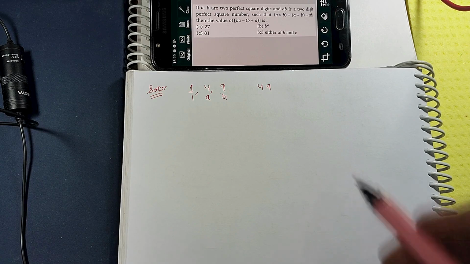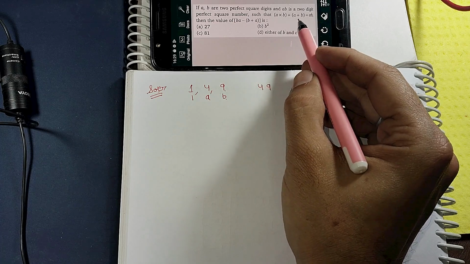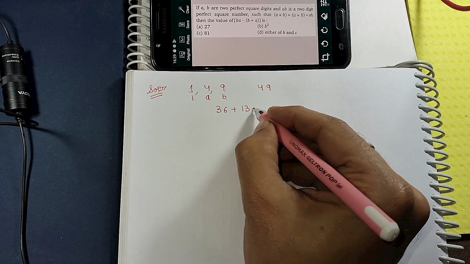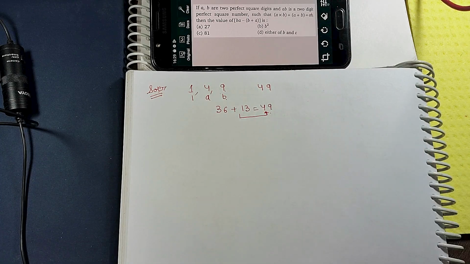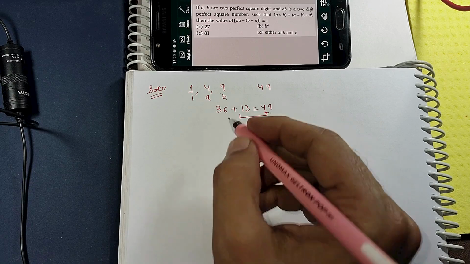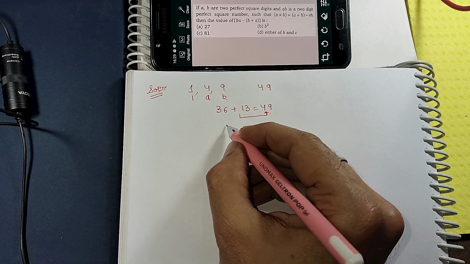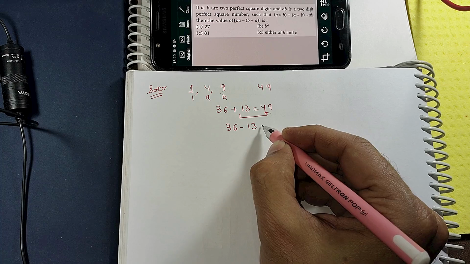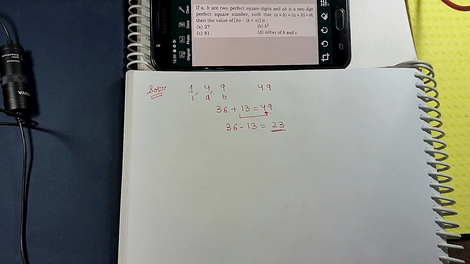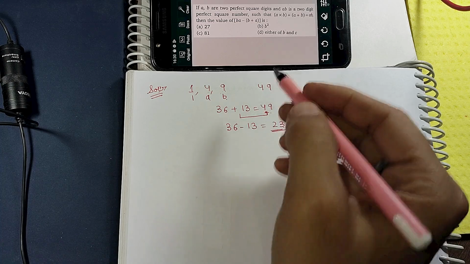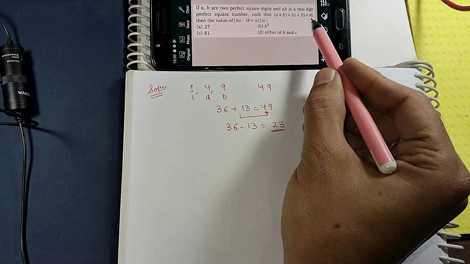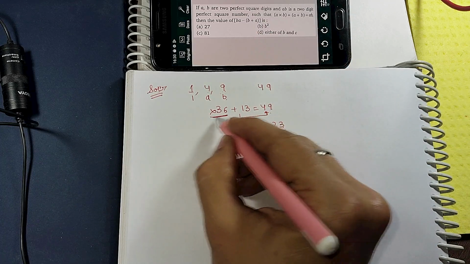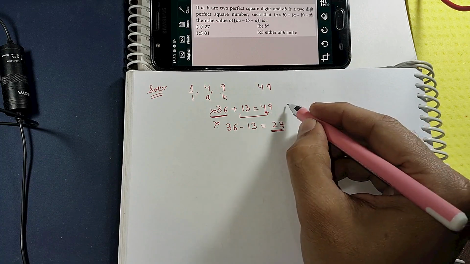Now such that A into B plus A plus B. Now A into B is 36 plus 13. So this is equal to 49, right? Now we need to find the value of BA, so that is 36 minus B plus A. So B plus A is 13. So that is equal to 23, right? Now this is when I consider BA as a product. Now AB is a 2-digit combined number. So this is when I am taking it as a product. So this is not right.